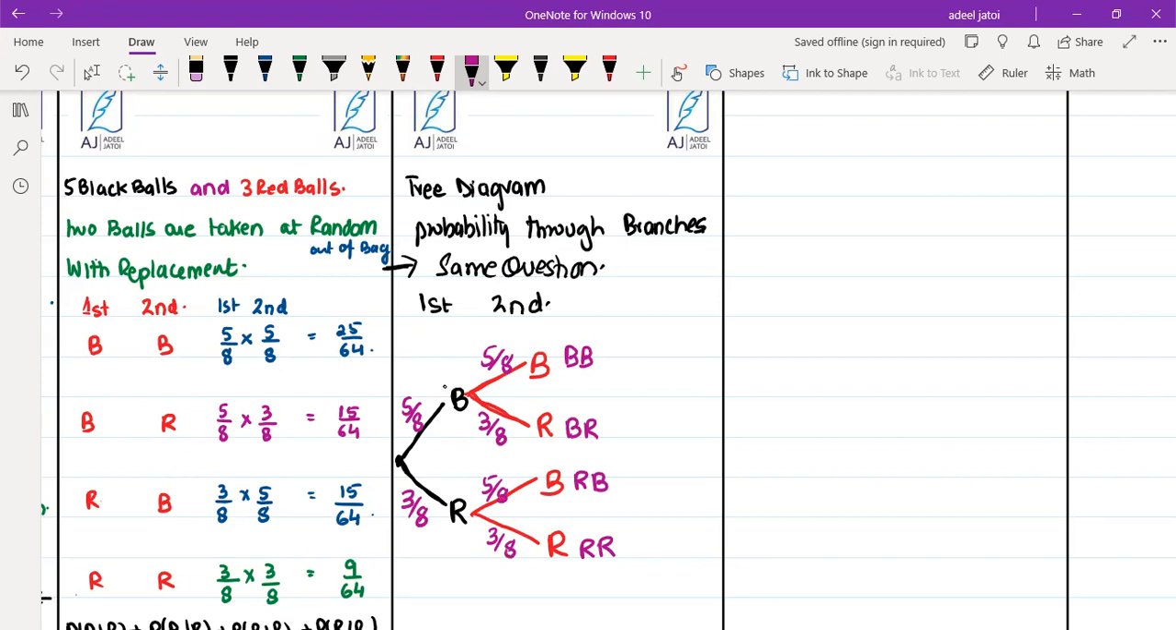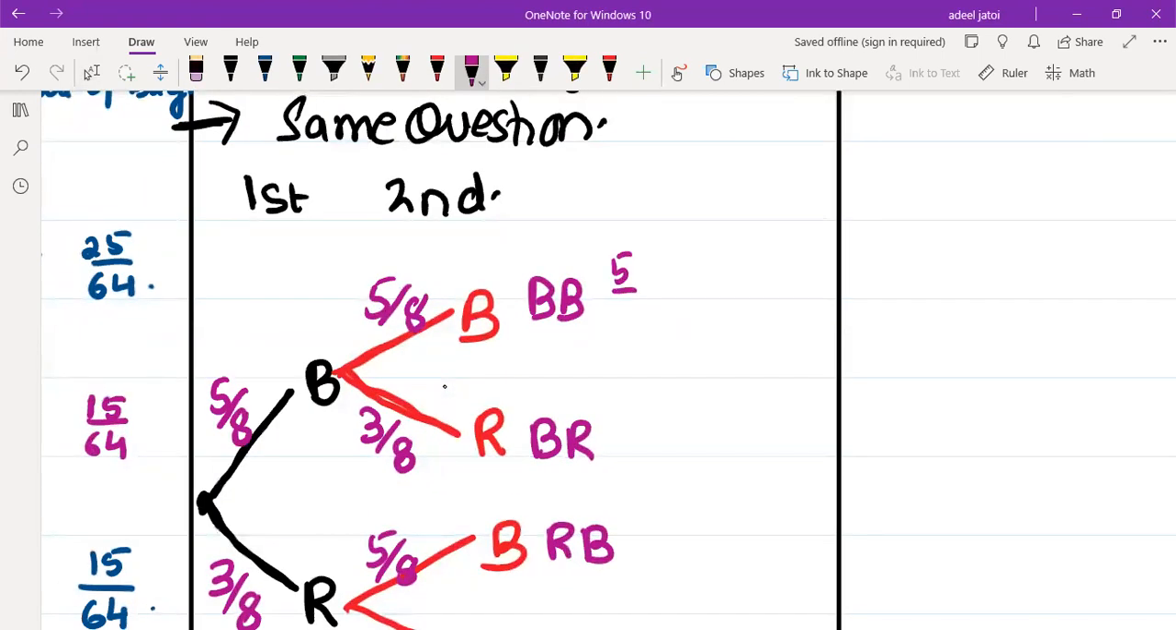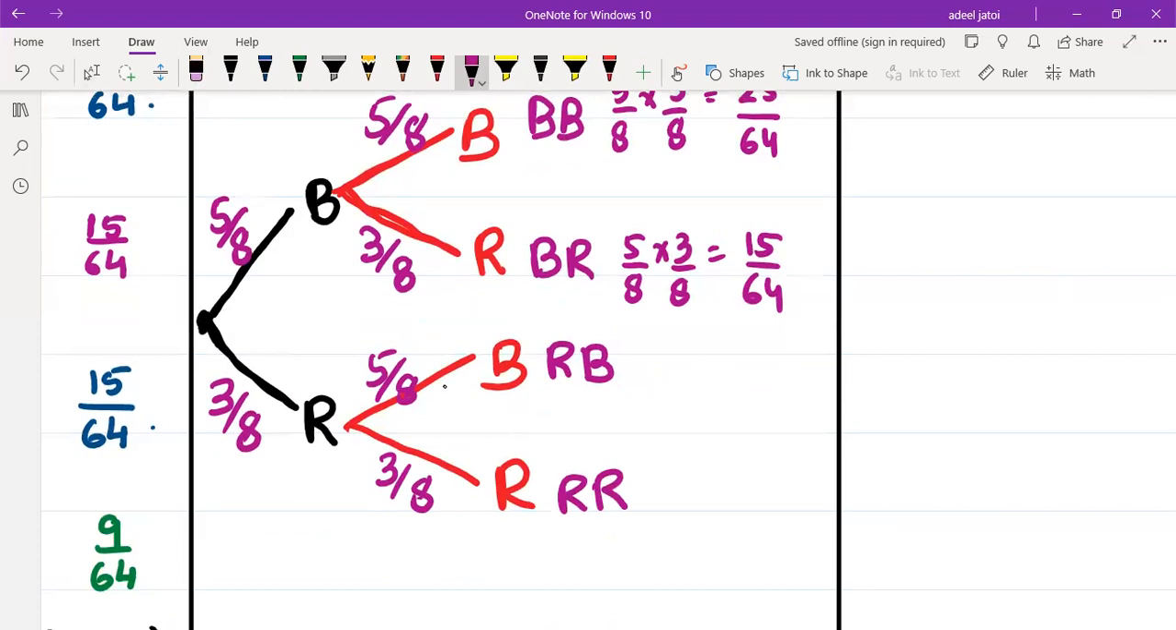So since now I need to have black and black, the probability for this should be 5 upon 8 multiplied by 5 upon 8, which is equal to 25 upon 64. If I need probability of black and red, I will be doing 5 upon 8 and then 3 upon 8, which is 15 upon 64. Similarly, red and black, this should be 3 upon 8 into 5 upon 8. This is again 15 upon 64. Then 3 upon 8 into 3 upon 8. This is 9 upon 64.